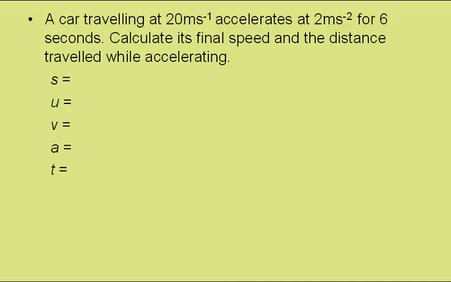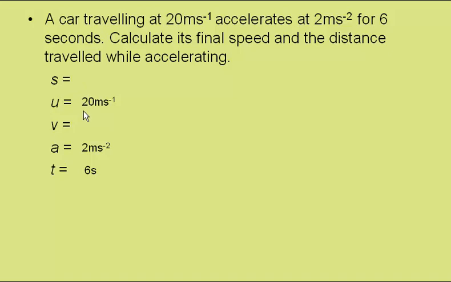Well, firstly we write down suvat and put in the information that we've got. A car travelling at 20 meters per second, so that is our u value. It is in SI units. Accelerates at 2 meters per second squared, so that's our acceleration, which is also in SI units. For 6 seconds, that is our t. Calculate its final speed, so we need to find v, and the distance travelled s while accelerating.